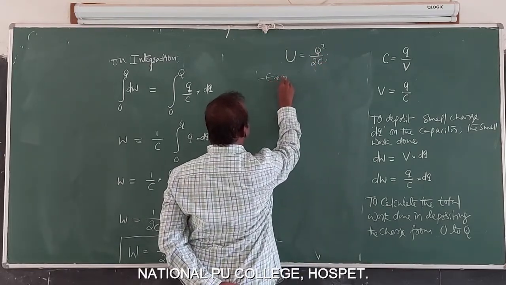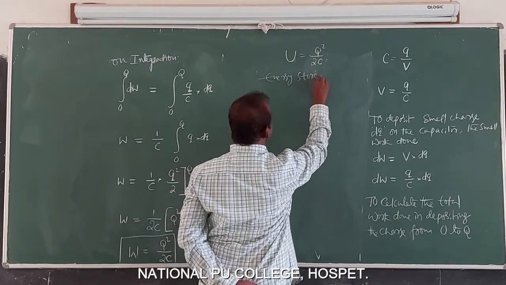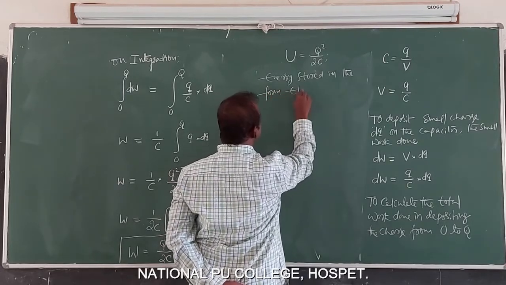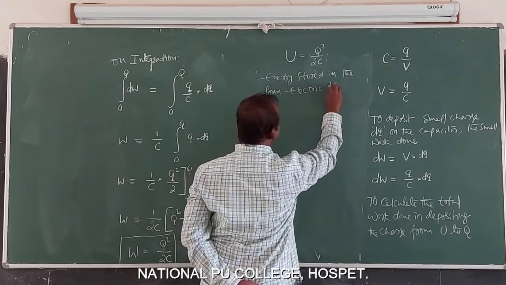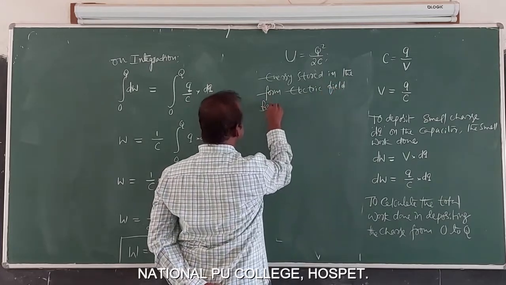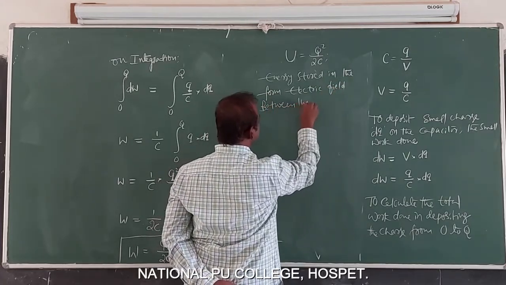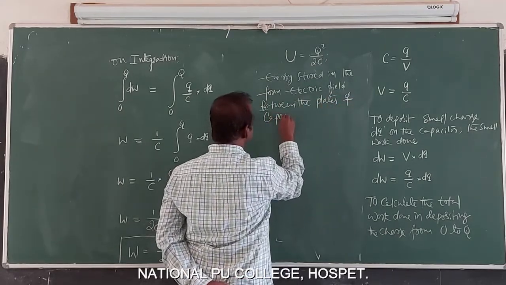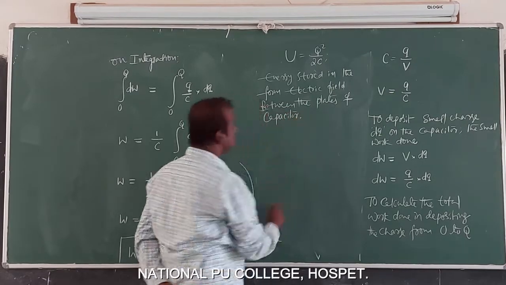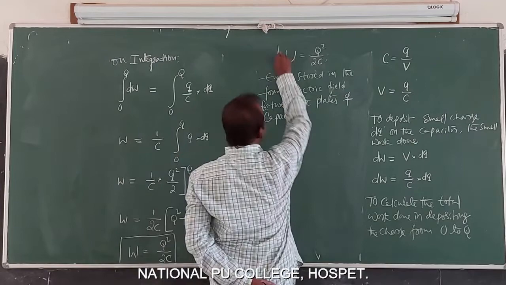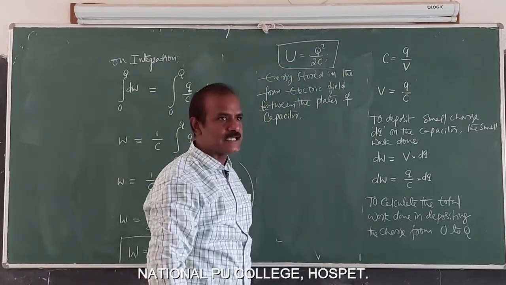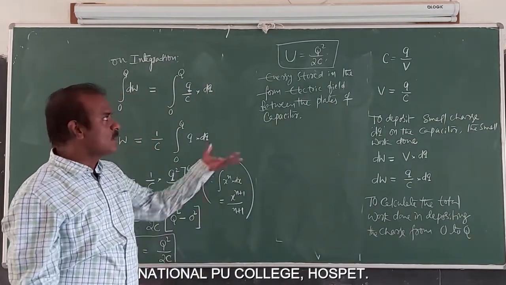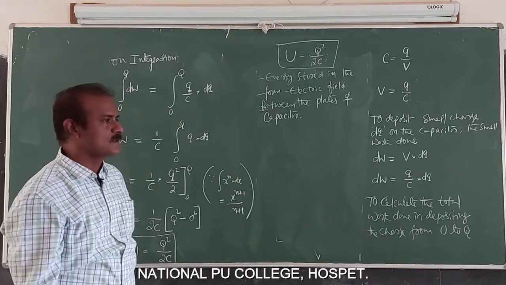Remember, energy is stored in the form of electric field between the plates of the capacitor. This energy is stored, of course, as electrostatic energy in the form of electric field. This formula is also written in two other forms. What are those?